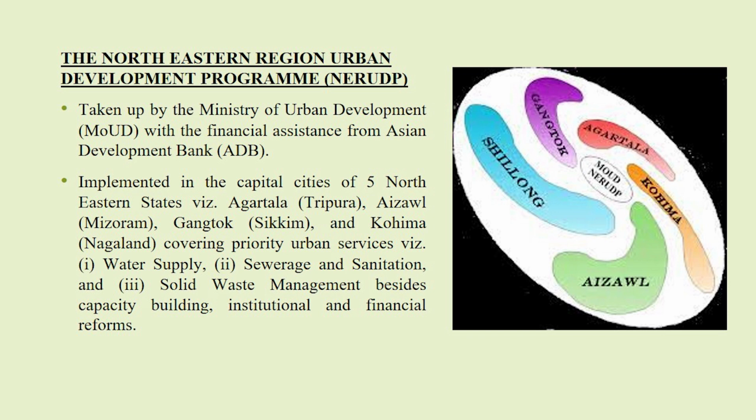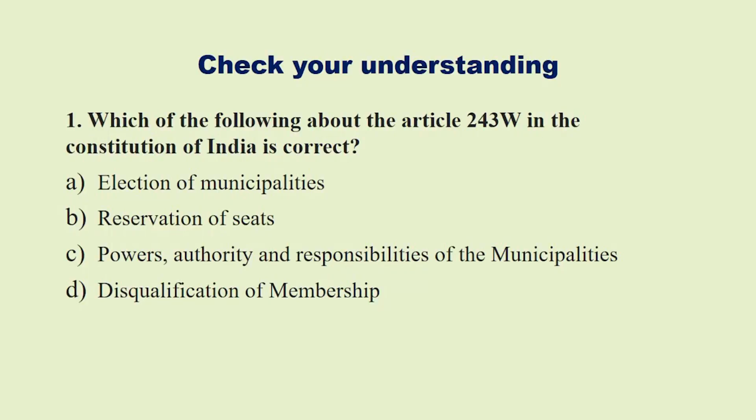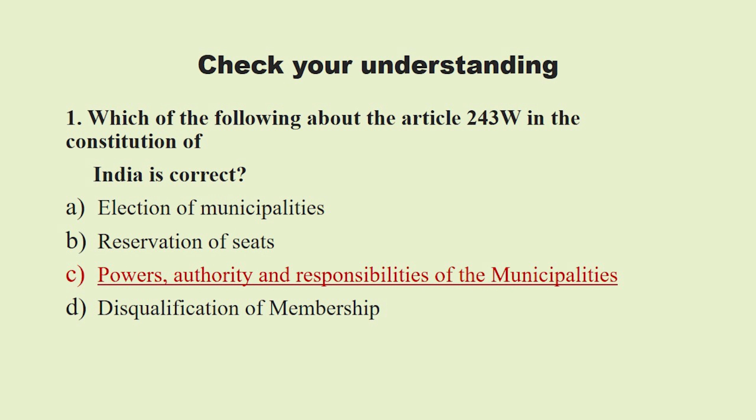Based on whatever we have discussed so far, let us check your understanding. Which of the following about Article 243W in the Constitution of India is correct? Your options are election of municipalities, reservation of seats, powers, authority and responsibilities of municipalities, and disqualifications of membership. Your answer is powers, authority and responsibilities of municipalities.